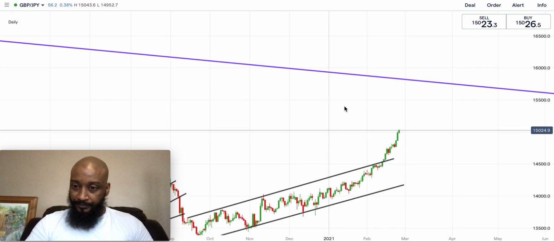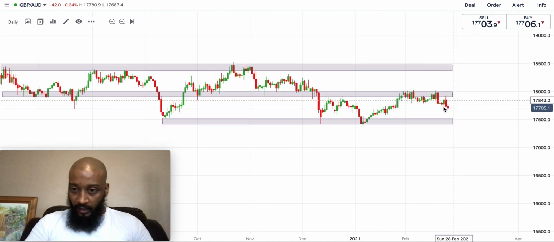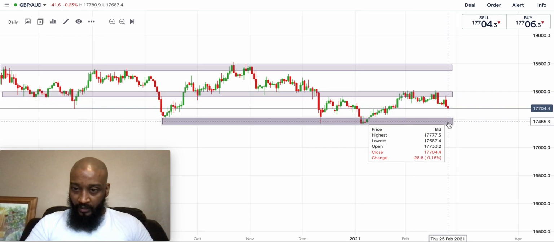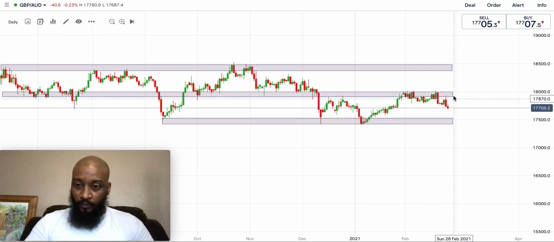Pound Aussie, again, strong rejection yesterday. We can see from this resistance area, if we can get back down here for exporters, 175, that will be your target. For importers, if we can get back up to anywhere like 179 to 180, that will be a great place to buy Aussie dollars.